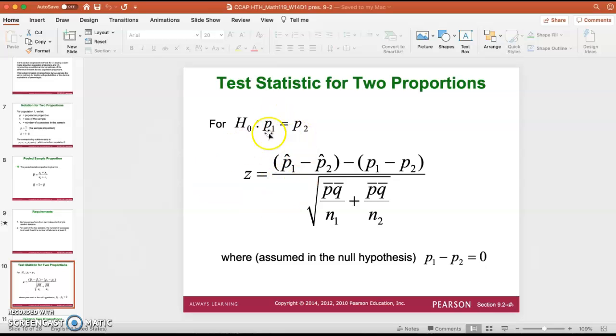Now, how you find the test statistic is you take each of those sample proportions, subtract them, and you're subtracting out the claimed difference between the two, which will pretty much always be 0. And now you're dividing by the square root of, notice this is the pooled sample proportion, so p bar, not p hat, p bar times q bar divided by that first sample size, plus the same thing, p bar times q bar divided by the second sample size.